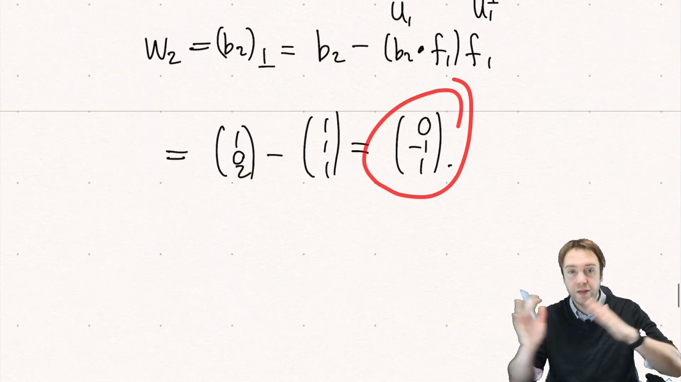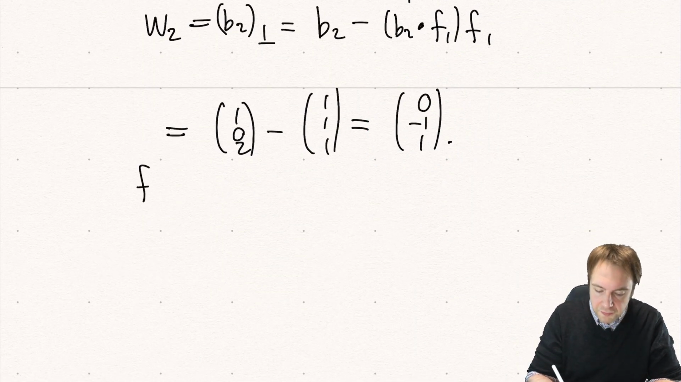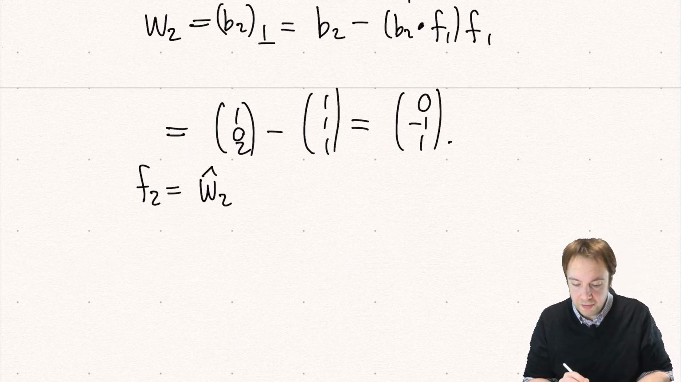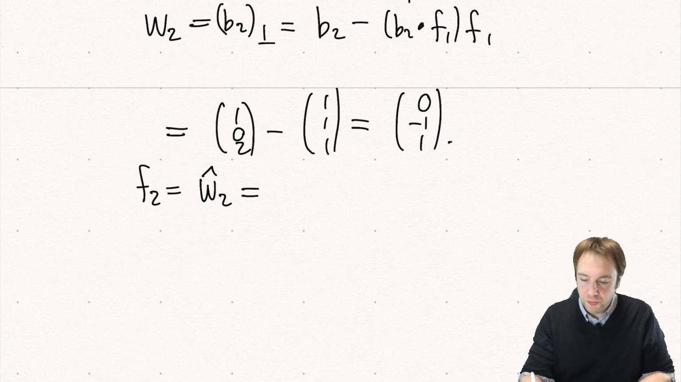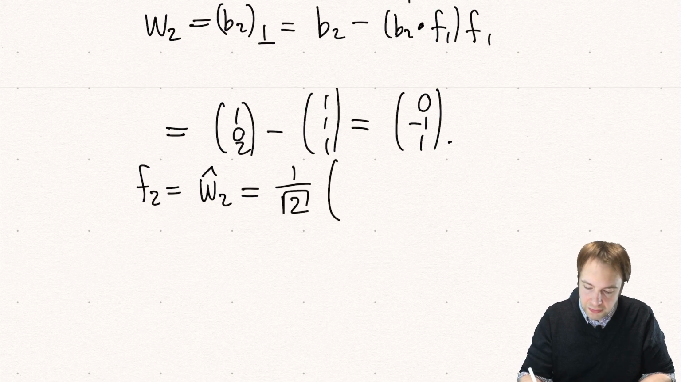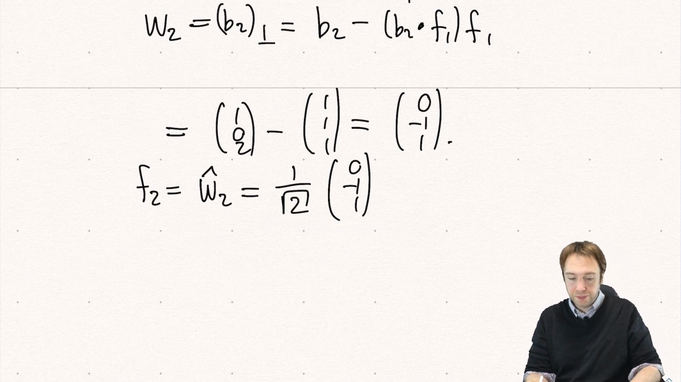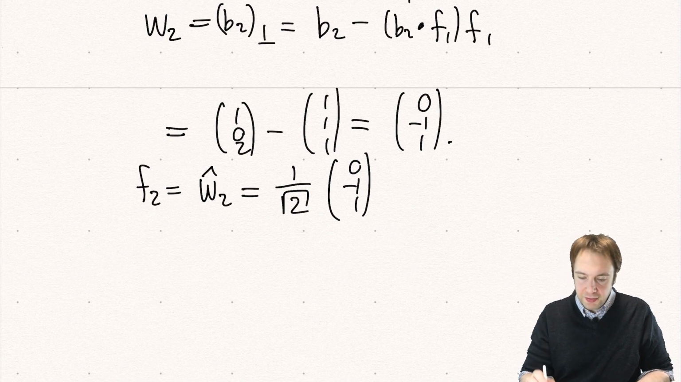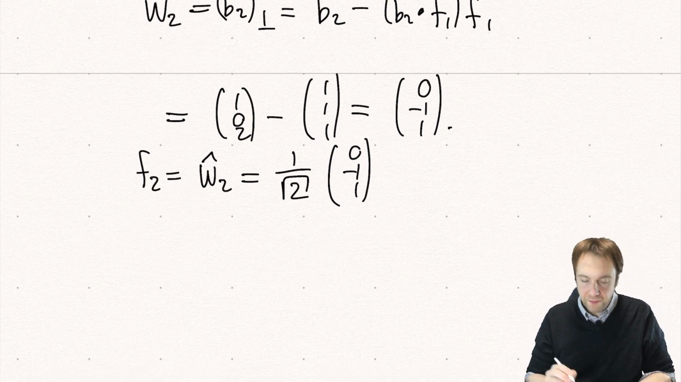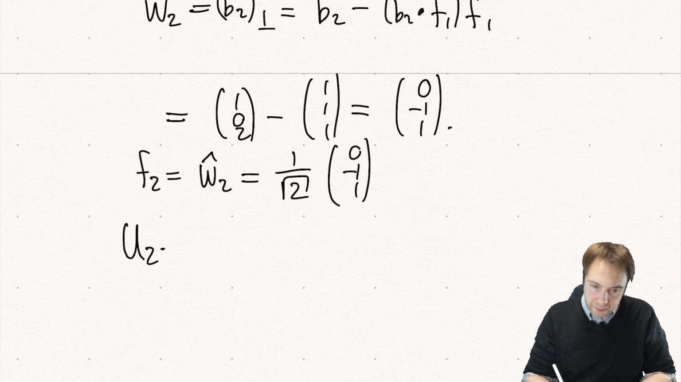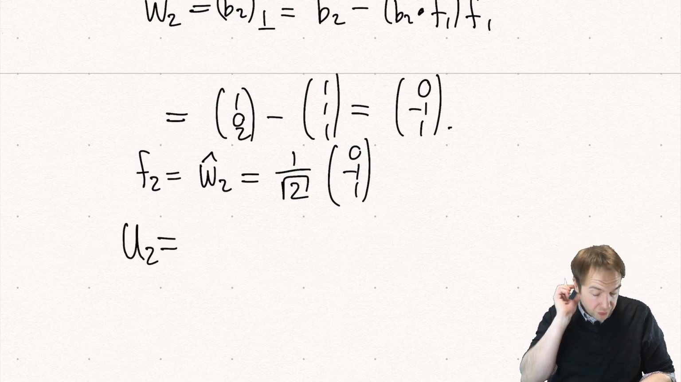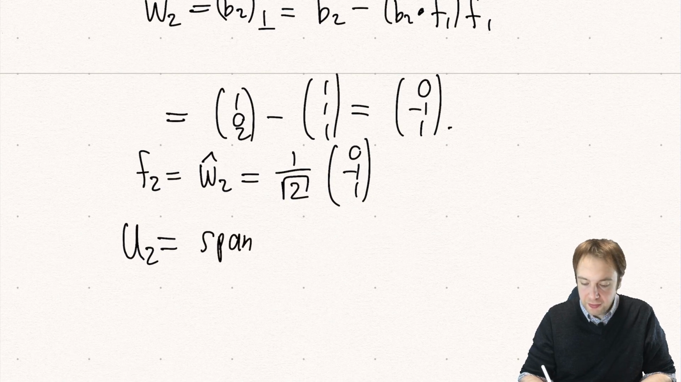But we also want to make it length 1. So our final F2 will be to take this W2 and normalize it. So we want to divide by the norm of this, which in this case is just the square root of 2. So this is our F2. And now we have F1 and F2, and this will give us a new space U2, which we say is the span of F1 and F2.